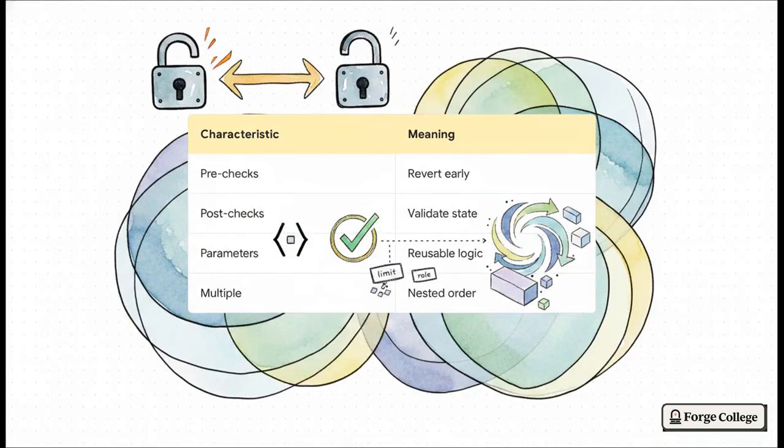Pre-checks are critical. They can revert a transaction early. This means they completely prevent the function body from executing, which saves you and your users valuable gas. Post-checks, like we just said, let you validate state changes after the main event. What's also super cool is that modifiers can take parameters, which makes them highly reusable across entirely different contexts. And finally, you can actually attach multiple modifiers to a single function. They just nest chronologically in the exact order you write them out.